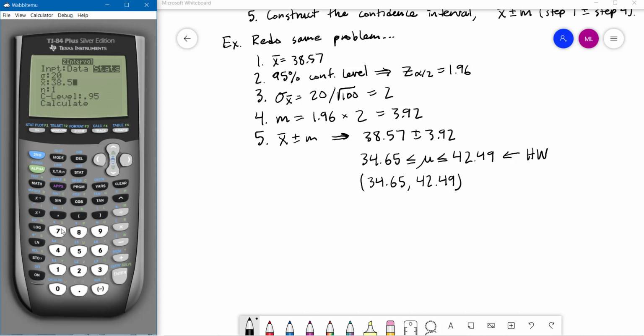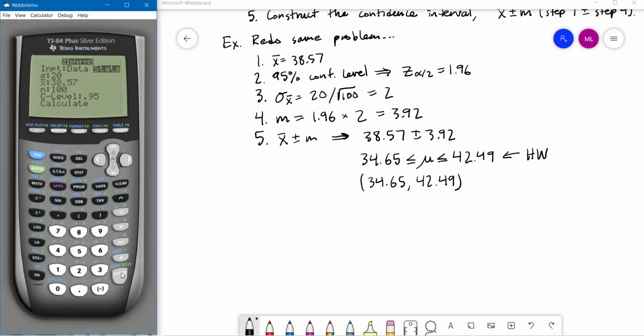38.57. It'll ask for n, our sample size. That was the 100. There were 100 people in our sample. And it asks for the confidence level. In our case, we're going to leave it as 0.95. I believe you can also enter it as 95 without the decimal, but I will just stick to the default notation here, 0.95, because we want a 95% confidence level.